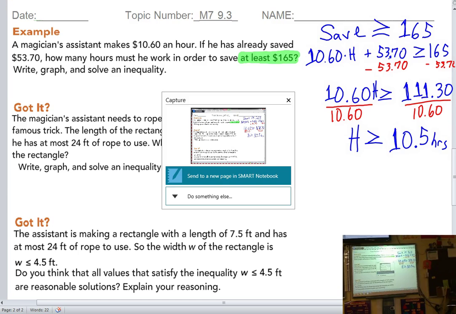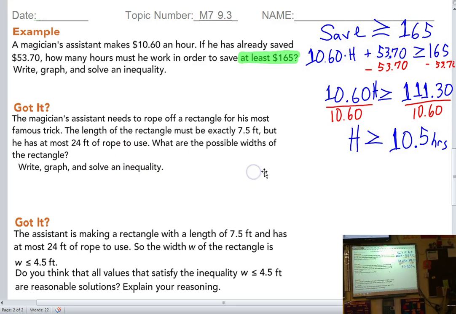He's got 24 feet of rope. He's trying to box off a rectangle.